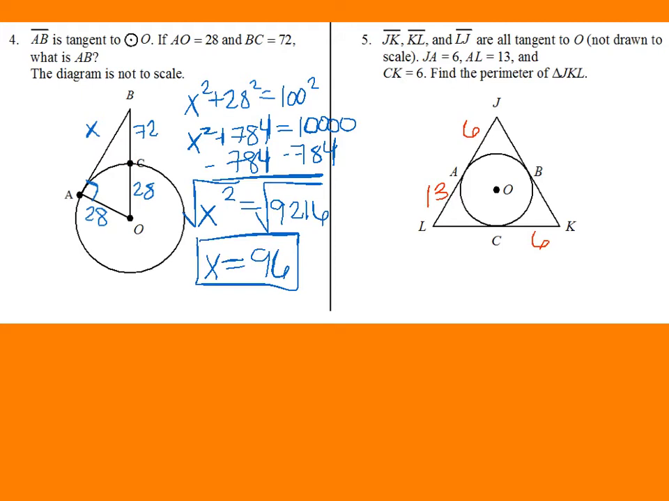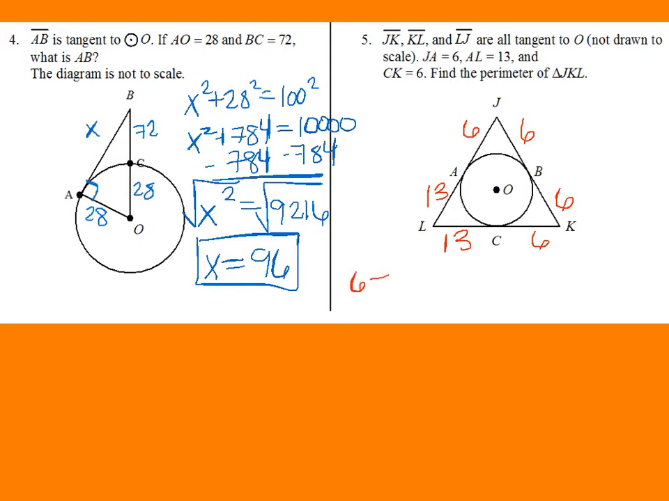Well, one of our theorems says that if two segments are tangent to a circle from a point outside the circle, so here's a point outside, and we have two segments that are tangent to a circle, then the two segments are congruent. So that's saying this segment and this segment are congruent, these two are congruent, and these two are congruent. So that means that if this side is 6, then this side is 6. This is 6, and this is 13. So all we have to do is add all of this up.